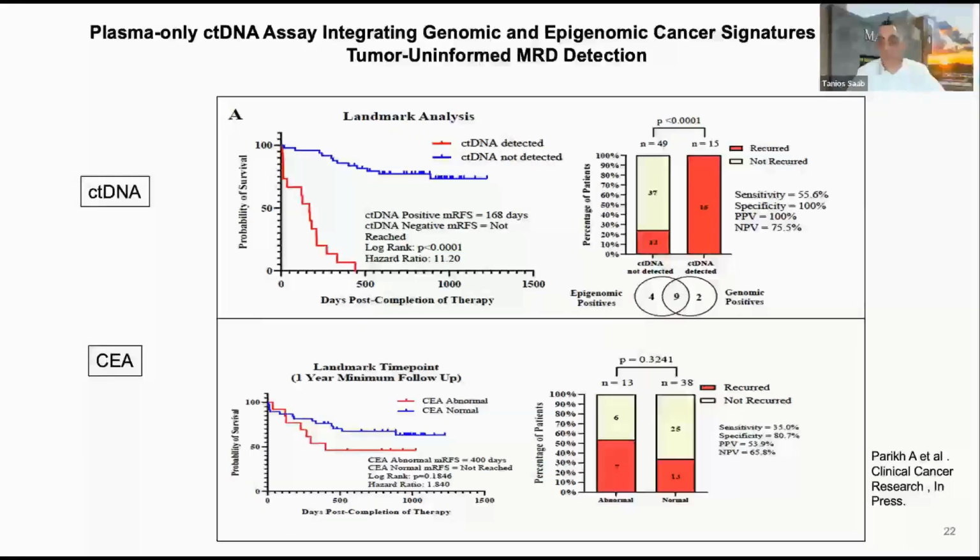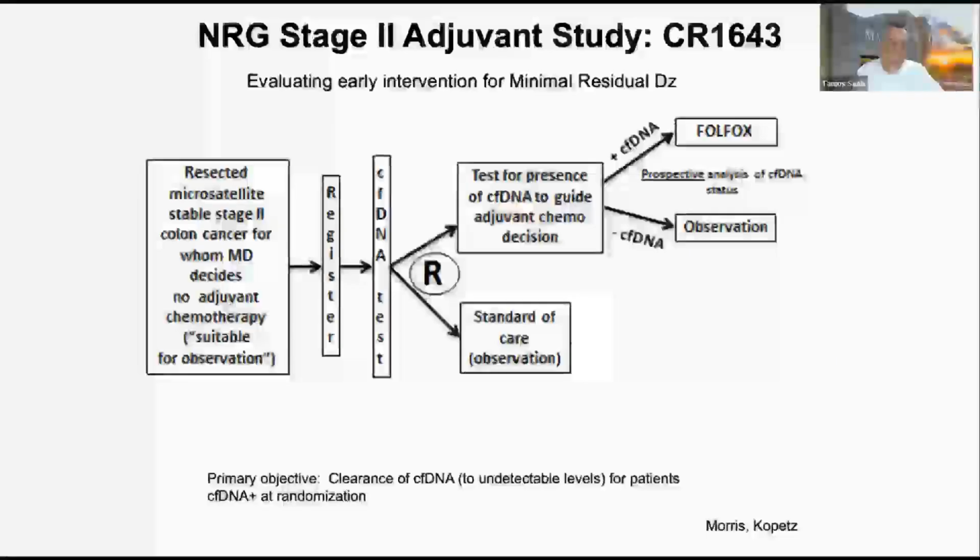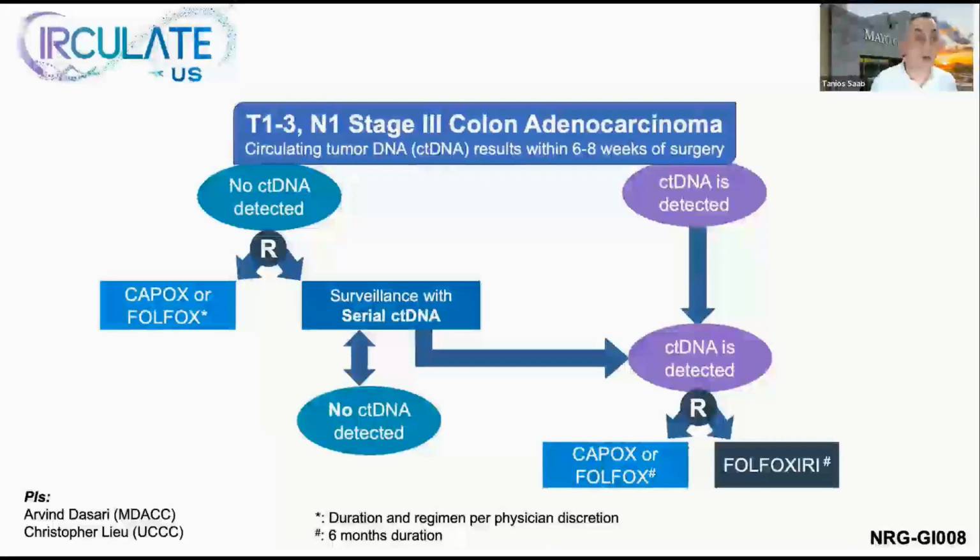When you look at the CEA, you can see that the positive and the negative predictive values are pretty dismal for CEA, which continues to be a consistent theme, that CEA is not really your best platform. So where we're going next is, we have 3 studies and more in the US, but 3 major studies. NRG is looking at essentially randomizing patients to testing the presence of circulating free DNA versus standard of care. And similar to DYNAMIC, that study is accruing.